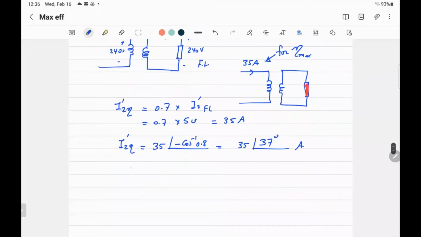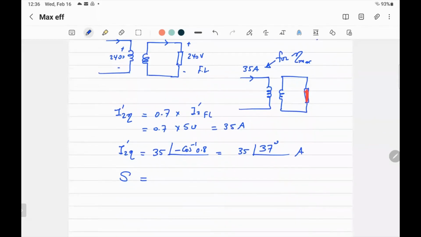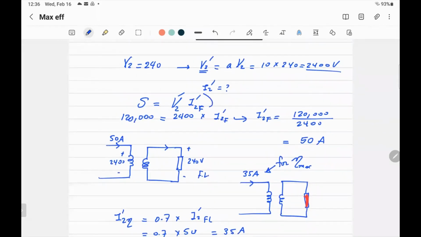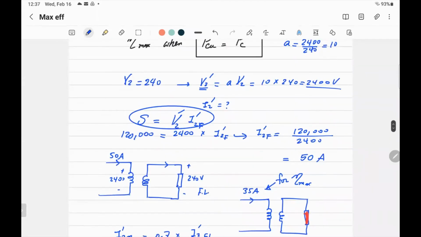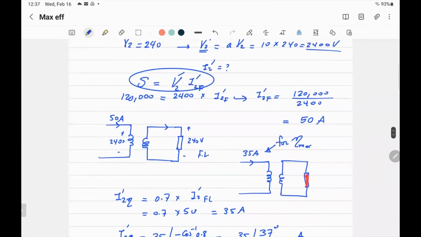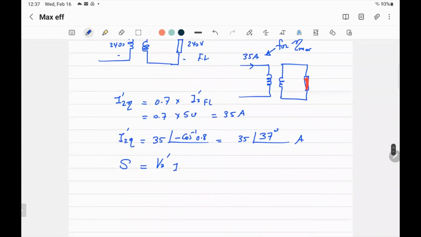How do we get this? As we said here, we multiply the voltage by the current. So V2 dash doesn't change, but now the current, instead of using I2 full load, I'm going to use I2 for maximum efficiency. Isn't it negative? Yes, it is.